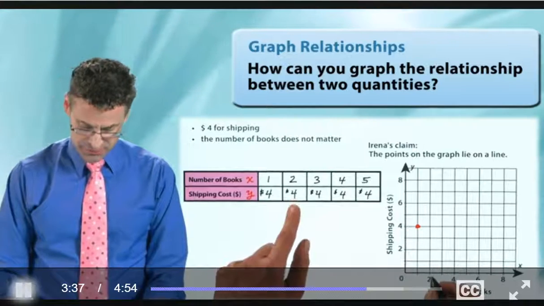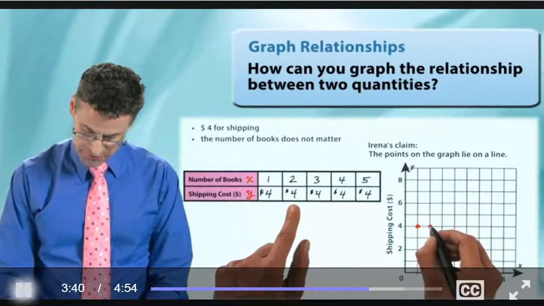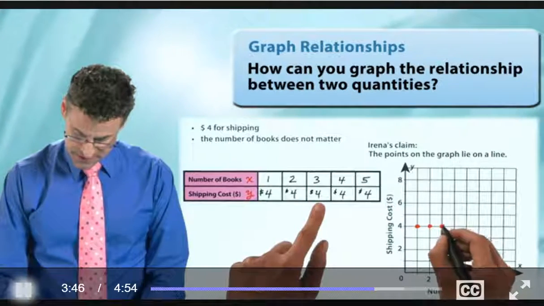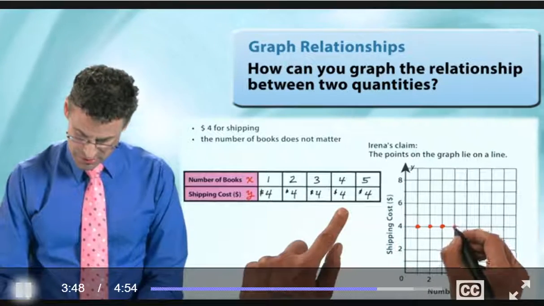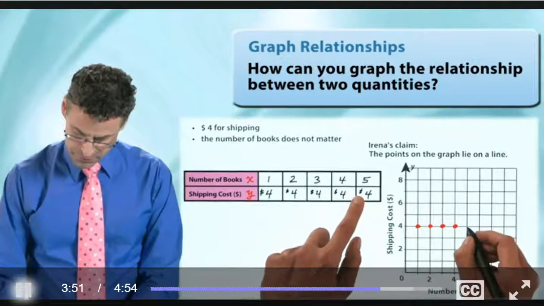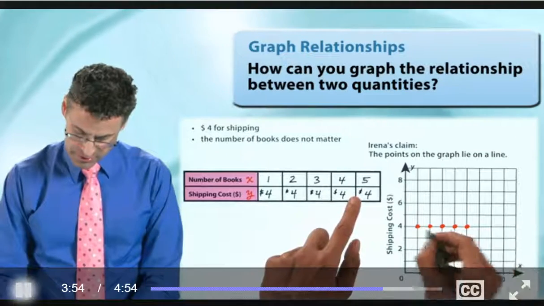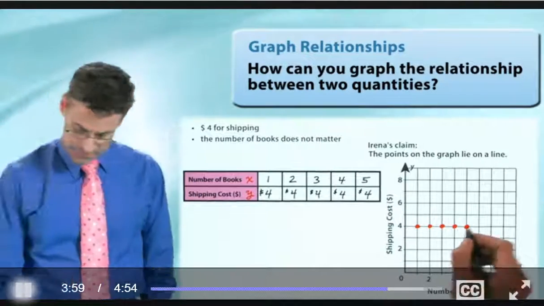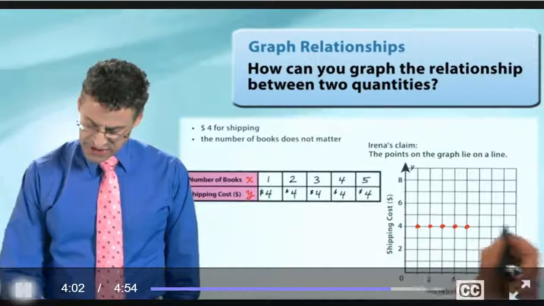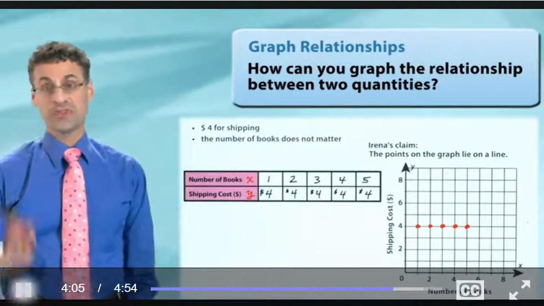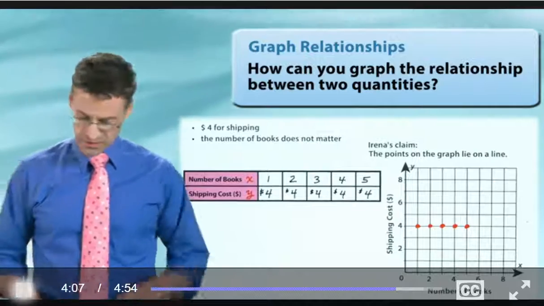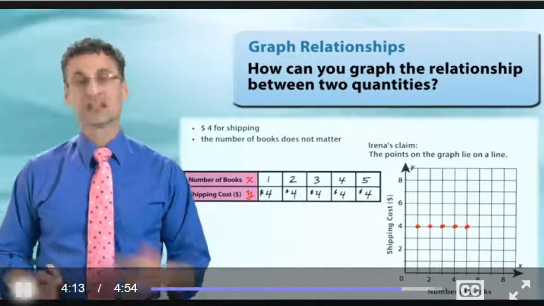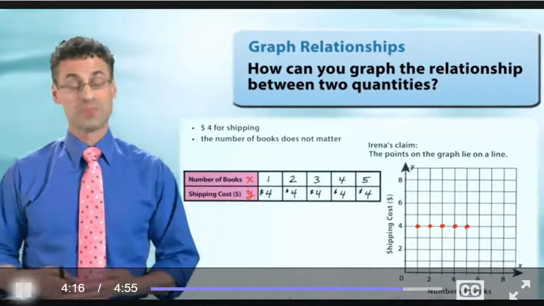Now, 2 books, we're still at $4. So (2, 4). 3 books, $4. And I think I see a pattern. 4 books, $4. 5 books, $4. So (5, 4). So these are the points that Irina graphed. And look at them. You know what? It looks like they actually are all lying on a horizontal line. In fact, they are definitely lying on a horizontal line at a height of 4. You can see it because they're all $4. So in fact, Irina's claim is sensible. It makes a lot of sense.